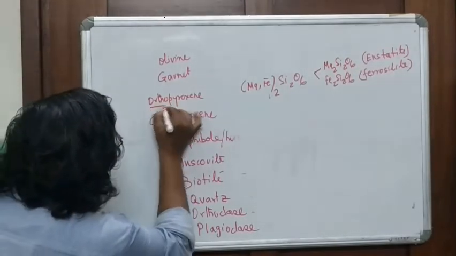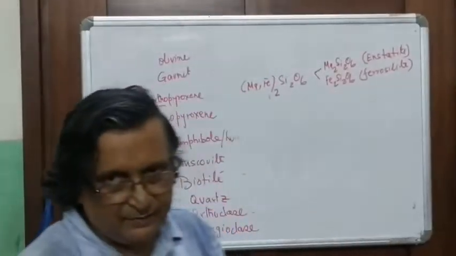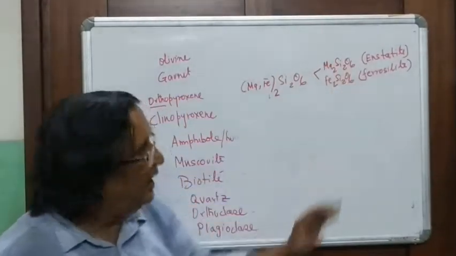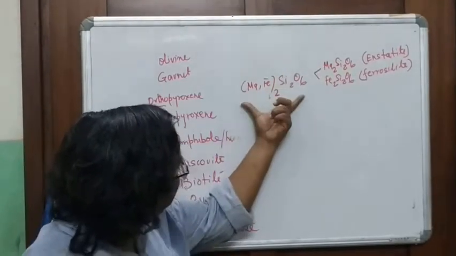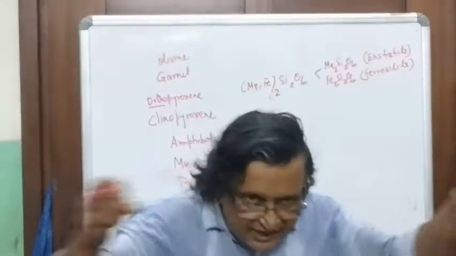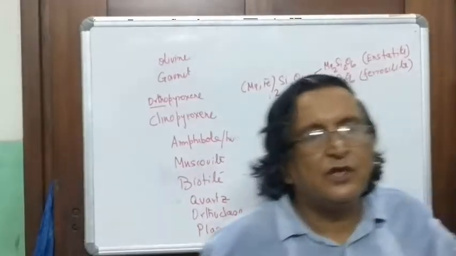And see here, almost the name is given. Orthopyroxene means it crystallizes in the orthorhombic system. Again, this is a simplified formula. So (Mg,Fe)2Si2O6 is the formula of the mineral, and these are the two end member components that make the solid solution, which makes orthopyroxene.